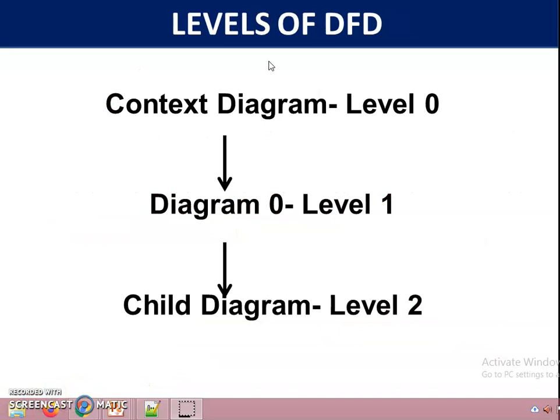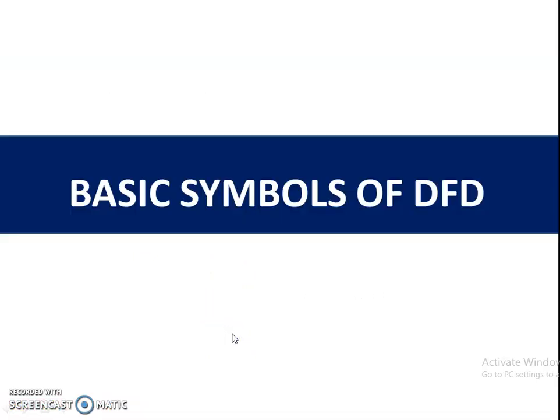There are 3 levels of data flow diagram which we have to create. So the first level is what we call the level 0 or the context diagram. Second is the level 1 or the diagram 0. Then we have the level 2, which is also called the child diagram. But before we understand how to create these, we have first to know and familiarize ourselves with the symbols used in creating or developing a data flow diagram.